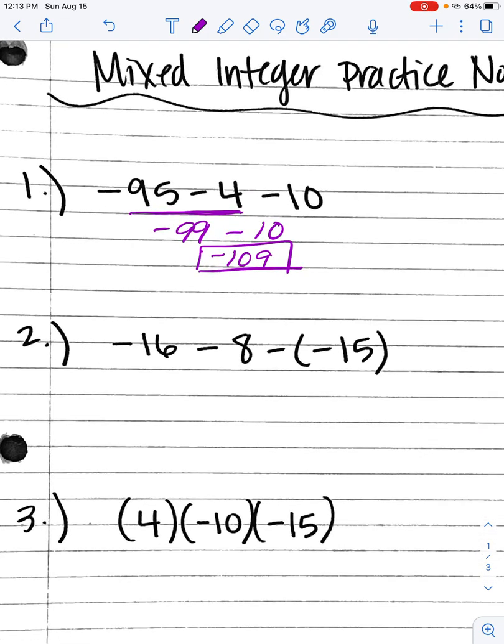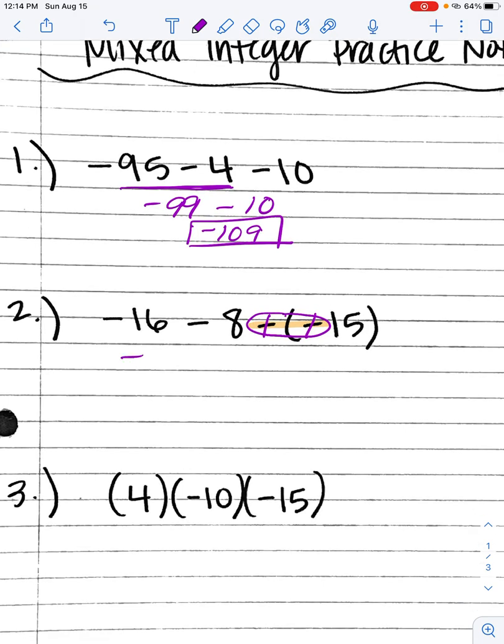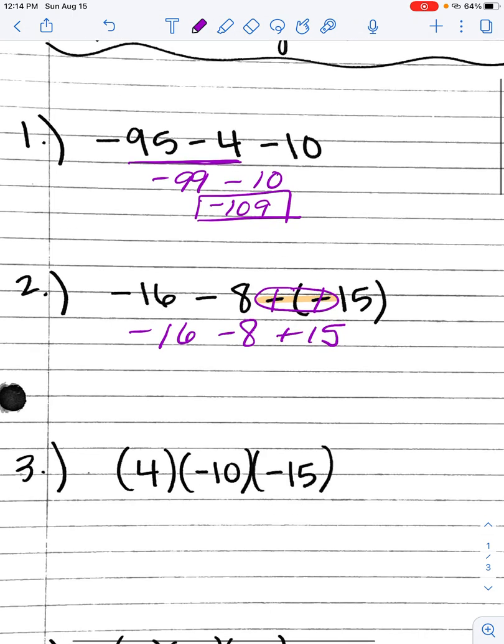On number two, right off the bat, you should see that we have a double negative. As soon as you see that double negative, we circle it, cross them out, and they become positive. I'm going to rewrite the problem: negative 16 minus 8 plus 15. And again, this is all addition and subtraction, so we can just work the problem left to right.